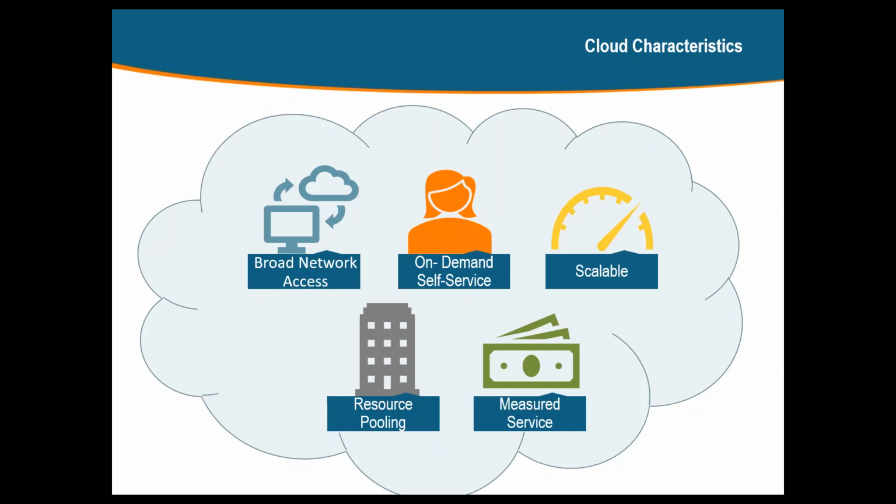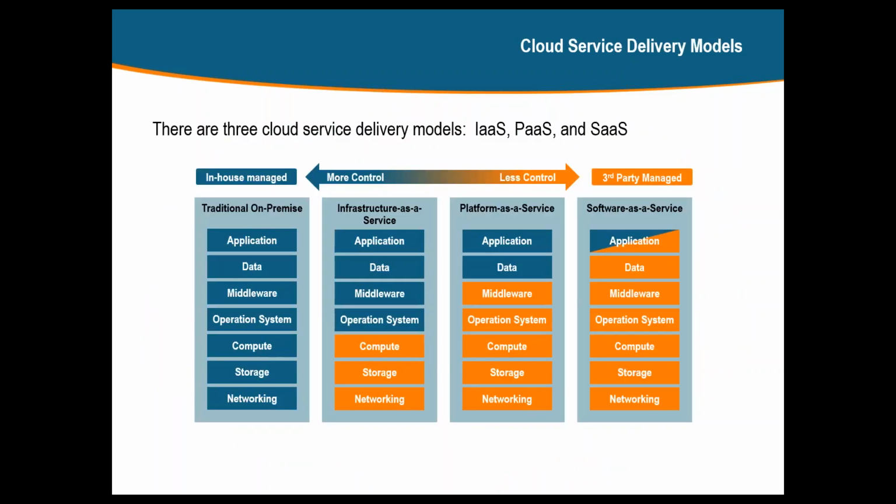The last characteristic is measured service. Cloud usage can be metered based on some factor, which could be storage or processing in a pay-for-what-you-use cost model. There are 3 cloud service delivery models. Each service delivery model has a different split of responsibilities between the cloud service provider and its customer, or your organization. The darker blue color represents items managed in-house, while the orange represents items managed by the cloud service provider.